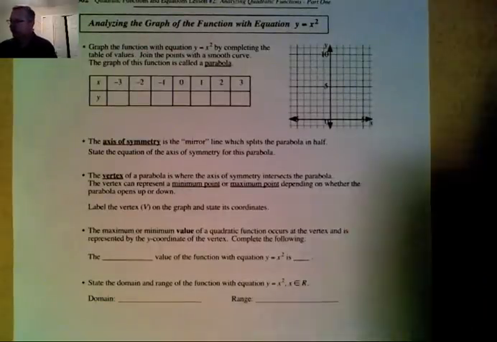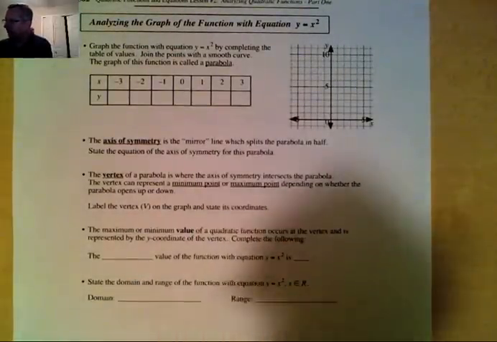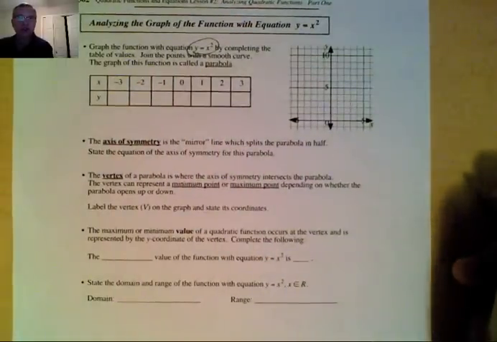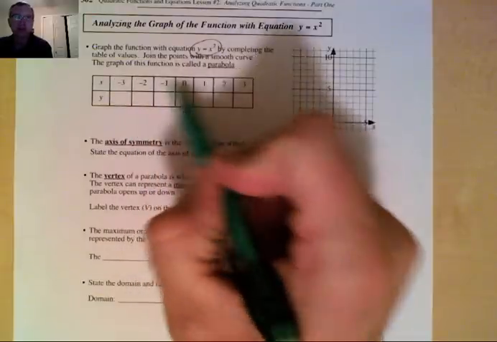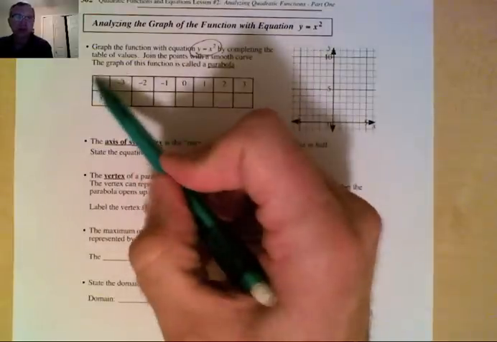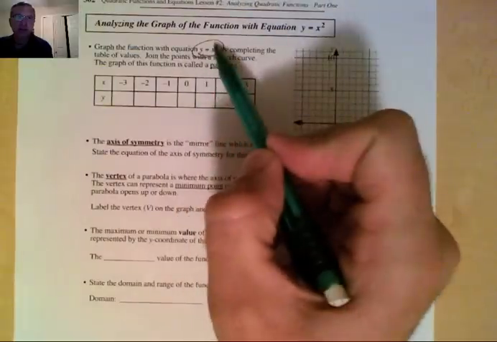Now, we're going to look at the next page in your workbook, and we're going to look at some of those characteristics again. Now, the first thing it asks us to do is it asks us to graph y equals x squared by completing this table of values. So they gave us some values of x. What we do is we plug these values of x into our equation.